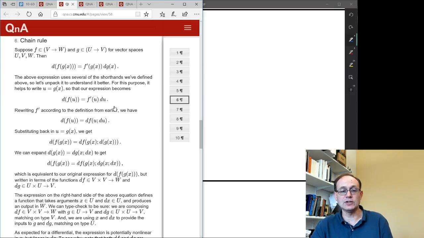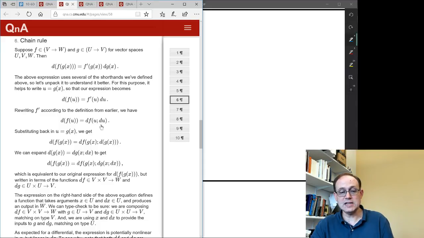So let's unpack those shorthands. To do that, let's write u for g of x. Then the left-hand side is the differential of f of u. By the chain rule, that's f prime of u du, or equivalently, df of u and du. These are equivalent. Then if we substitute back g of x for u, we get d of f of g of x is the differential of f applied at g of x and d of g of x.